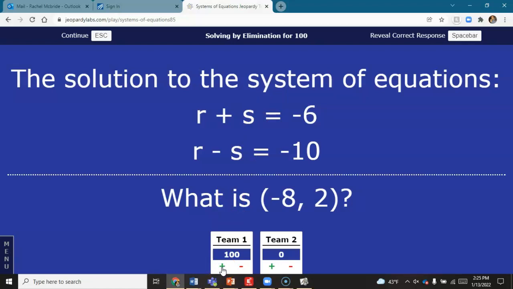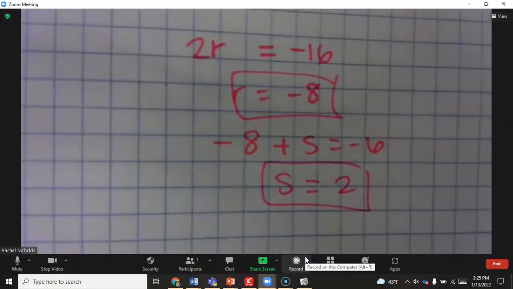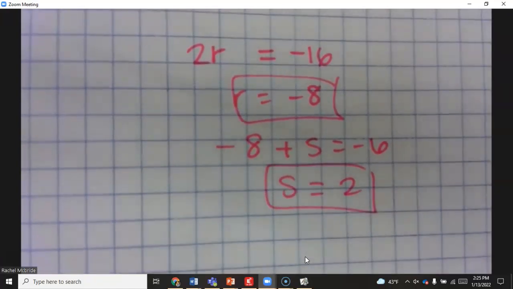Pass. Okay, next. Oh, wait, let me pass my marker. Pass the marker. Here is the work. If you were at your seat and you still need help, there's the work. You eliminated the S's, added the R's.